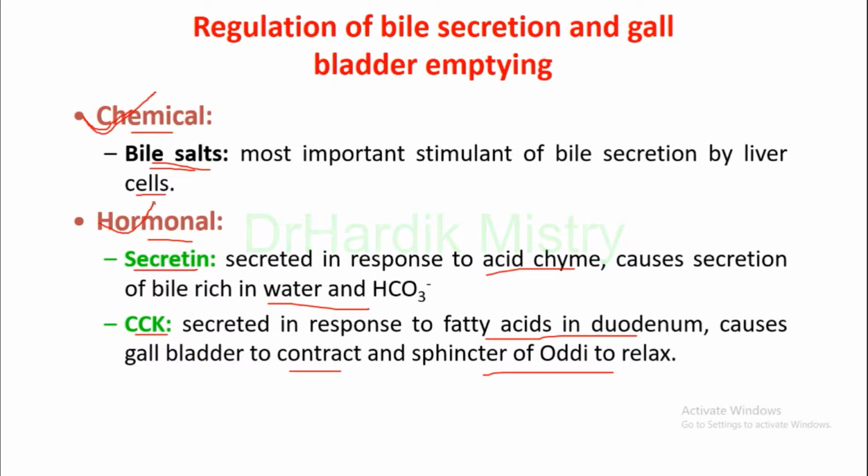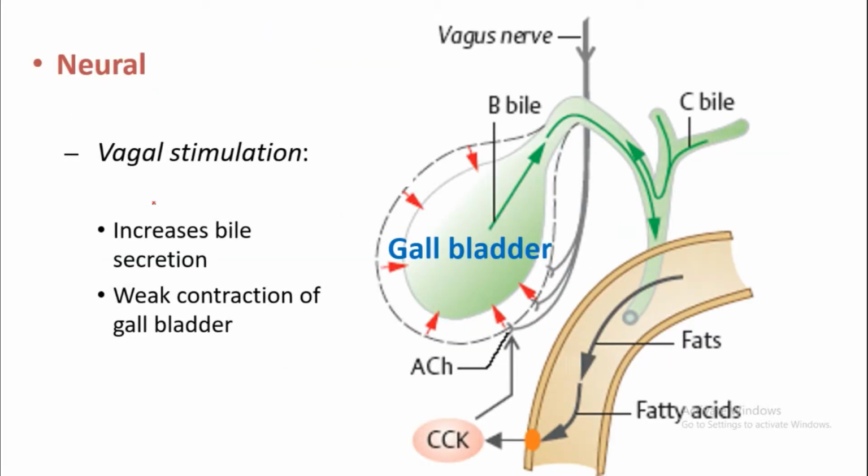And now the next one is the nervous or neural regulation of the bile secretion via the vagal nerve, or via vagal stimulation. It increases bile secretion and there will be a weak contraction of the gallbladder. So this is the vagus nerve. Whenever there is stimulation of the vagus nerve, it causes the contraction of the gallbladder via acetylcholine, and so the bile is released into the duodenum.